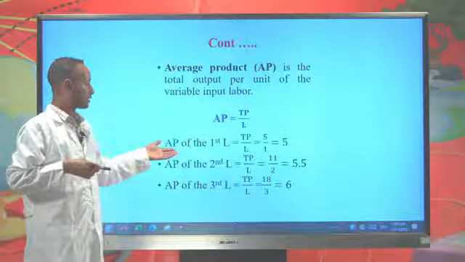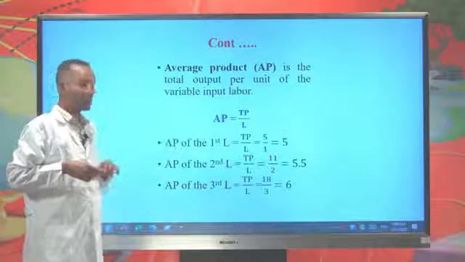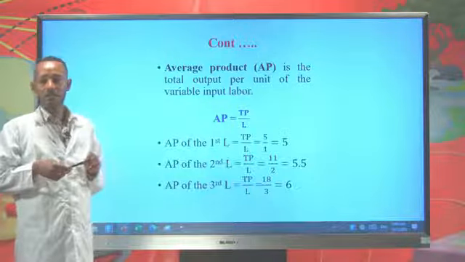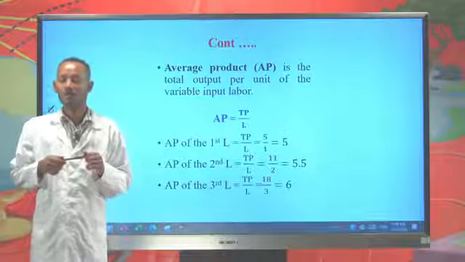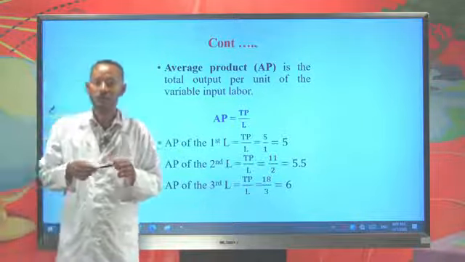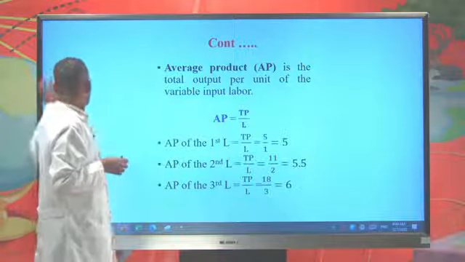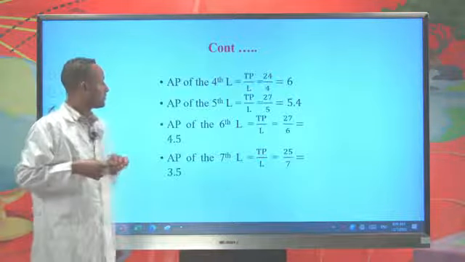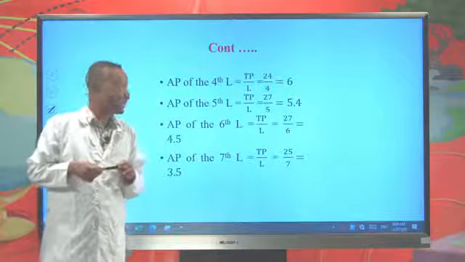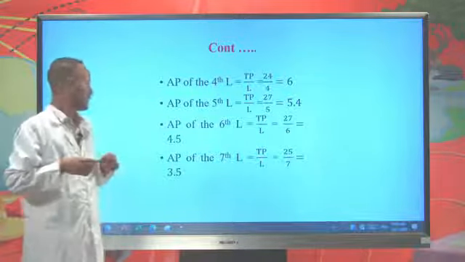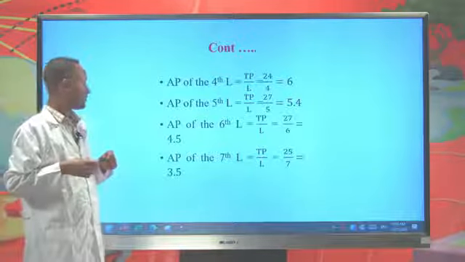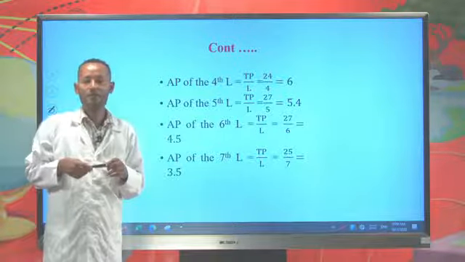This is the way of calculating the average product of the variable input labor. Accordingly, the average product of the first labor is 5 quintal. The average product of the second labor is 5.5 quintal. The average product of the third labor is 6 quintal. The average product of the fourth labor is 6 quintal. The average product of the fifth labor is 5.4 quintal. The average product of the seventh labor is 3.5 quintal.